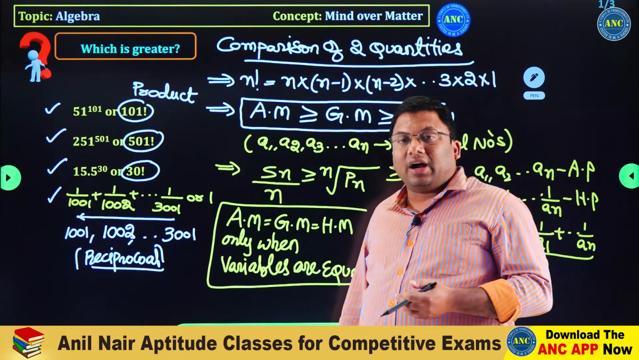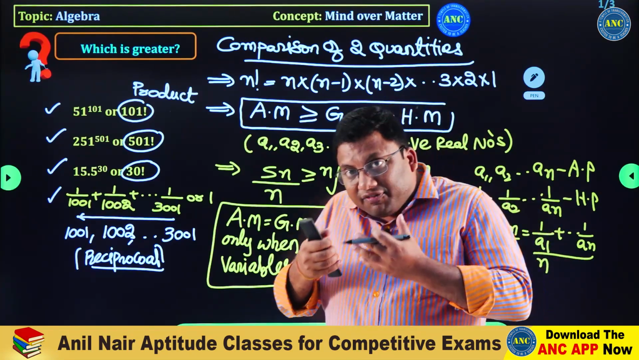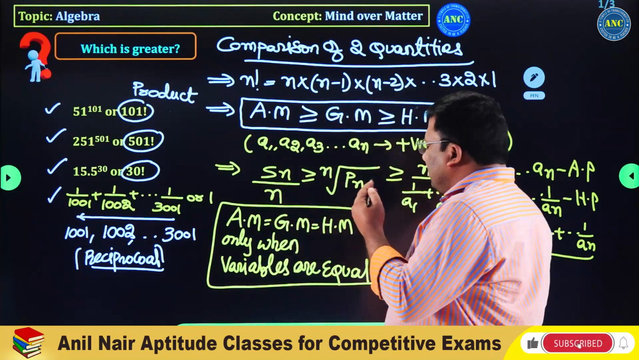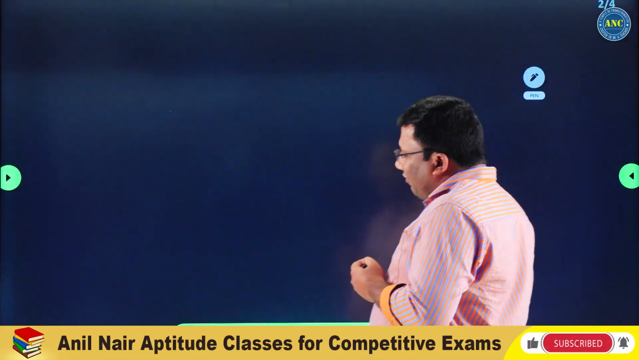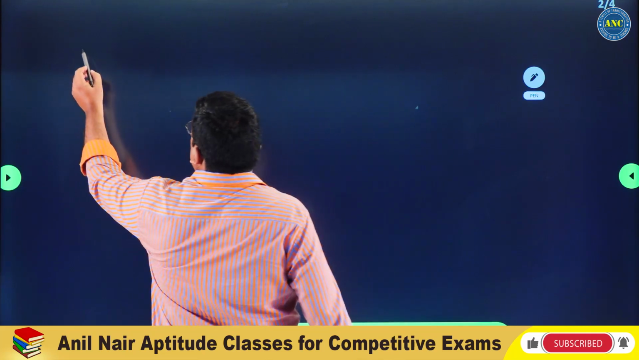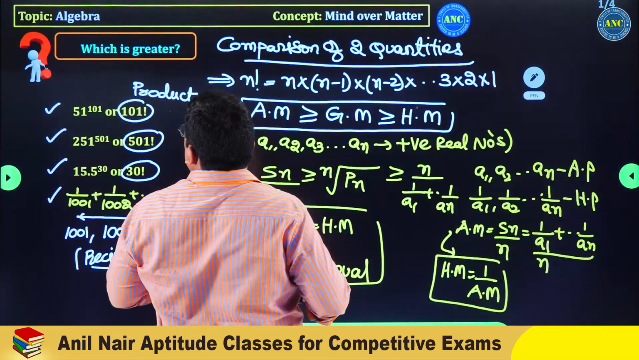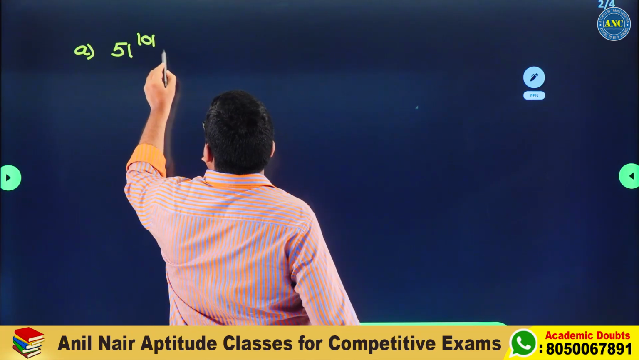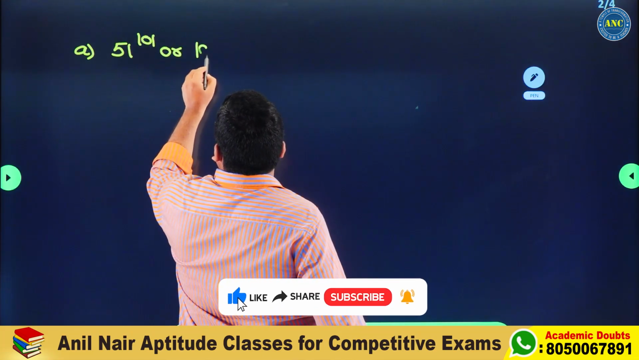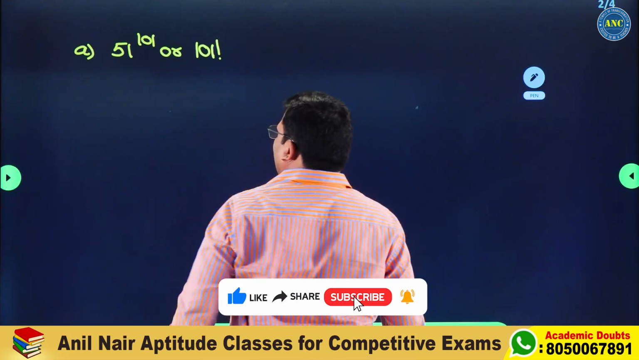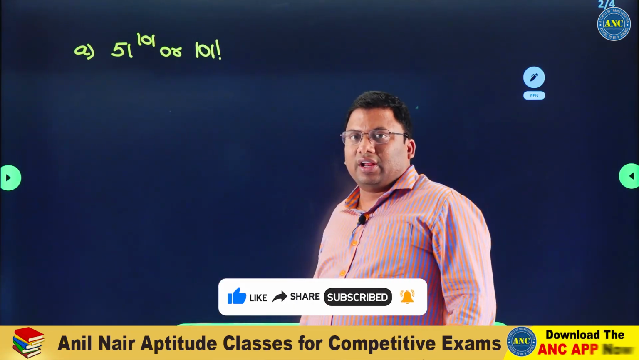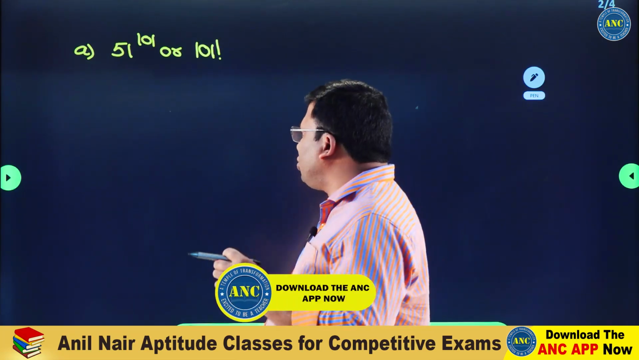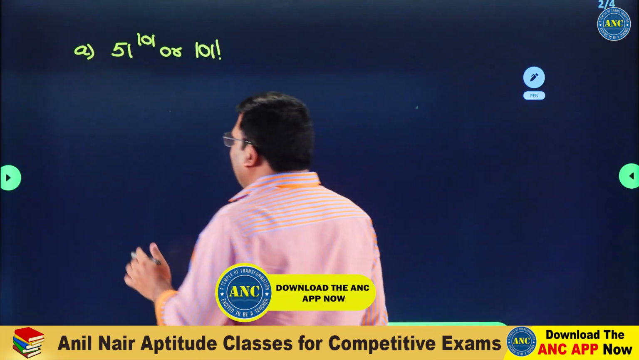You don't need to learn it by heart. Once you understand the definition of AM and GM, you can solve this question very easily. One by one we will solve. First question. What is the first question? Please see here: which is greater, 51 power 101 or 101 factorial? What is 101 factorial? It is the product of all the natural numbers from 1 to 101.